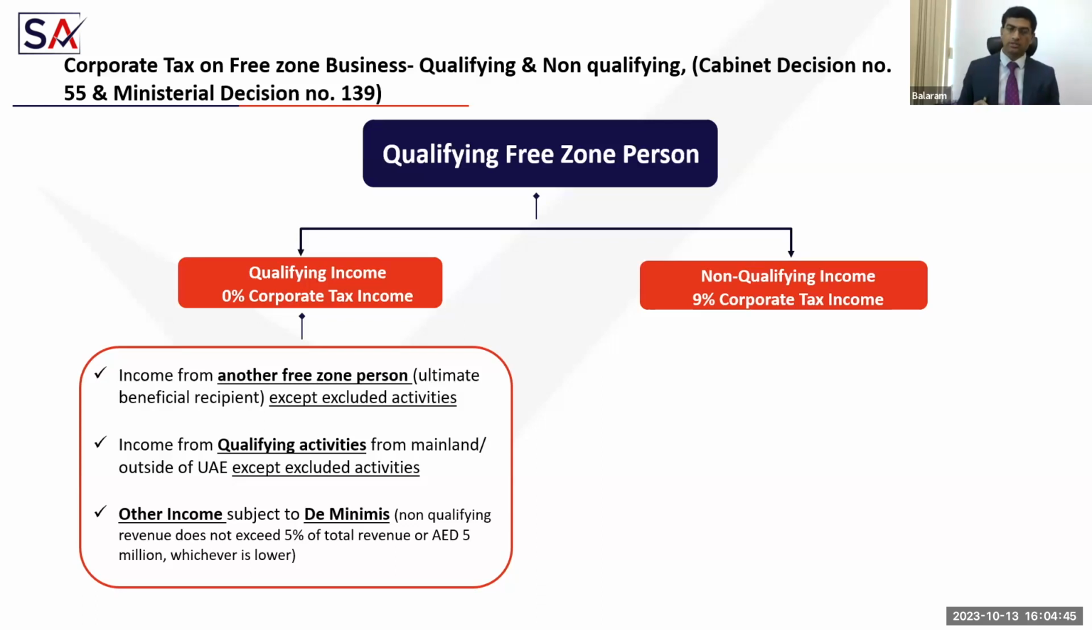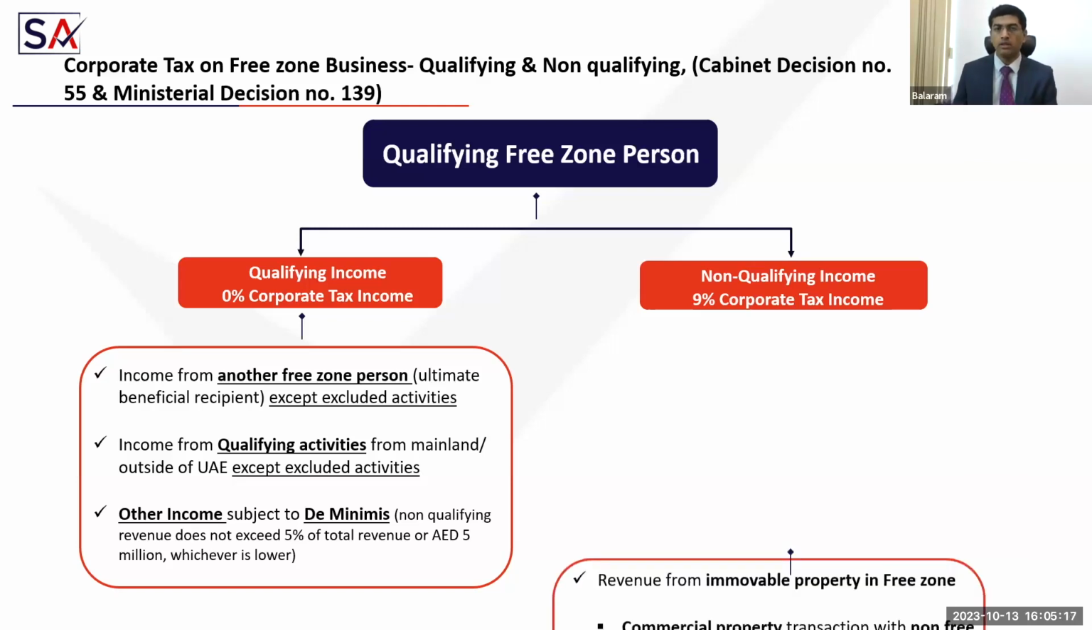If a free zone company is earning income out of excluded activities, then whichever company you perform your activity with, you will not get the benefit of being a qualifying free zone person. Your income will be subject to tax at normal rates. But if a free zone company is performing any other activity, other than those qualifying and excluded activities, you will get this benefit only if you are doing this business with free zone entities only. This is how we can understand it. We'll see this later in a little more detail.